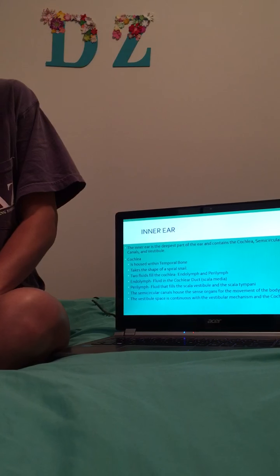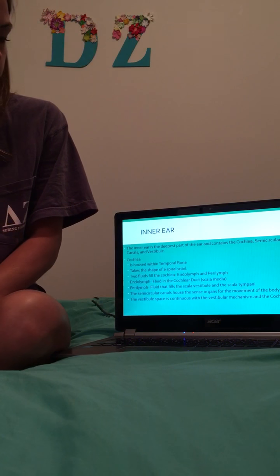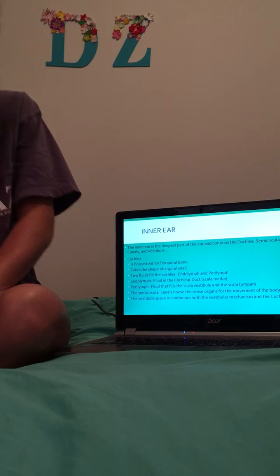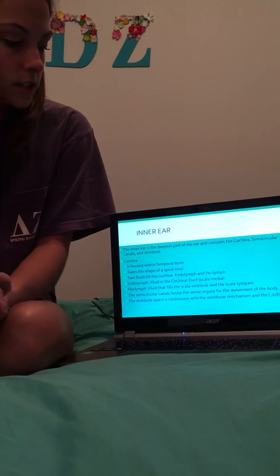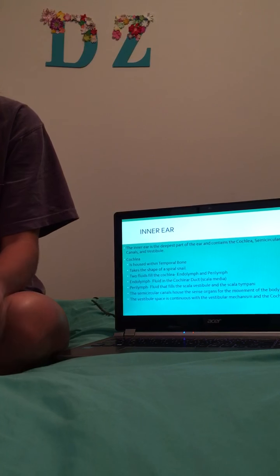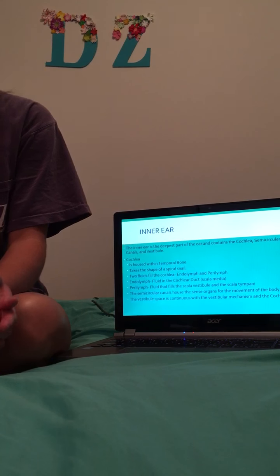Endolymph is the fluid in the cochlear duct, or the scala media, and perilymph is the fluid that fills the scala vestibuli and the scala tympani. The semicircular canals house the sense organs for the movement of the body, and the vestibule is a small space that is continuous with the vestibular mechanism and the cochlea.